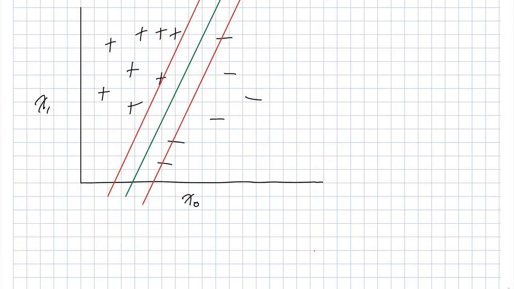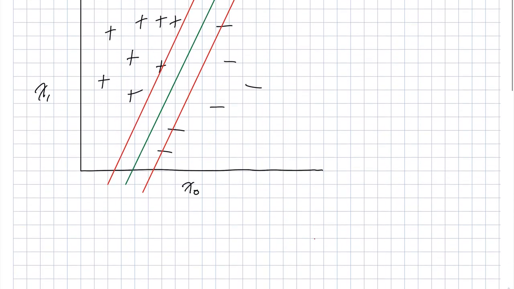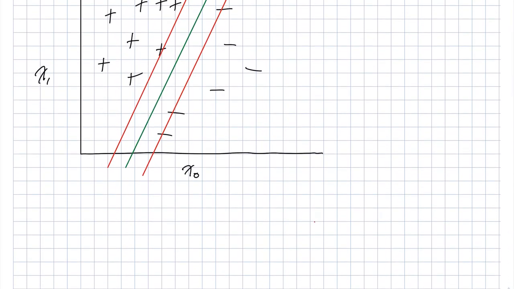Okay, so let's talk about formulating this from a mathematical perspective. So we have our data set, and right now we're going to focus on our training set. And these are going to have, of course, our traditional input-output pairs.